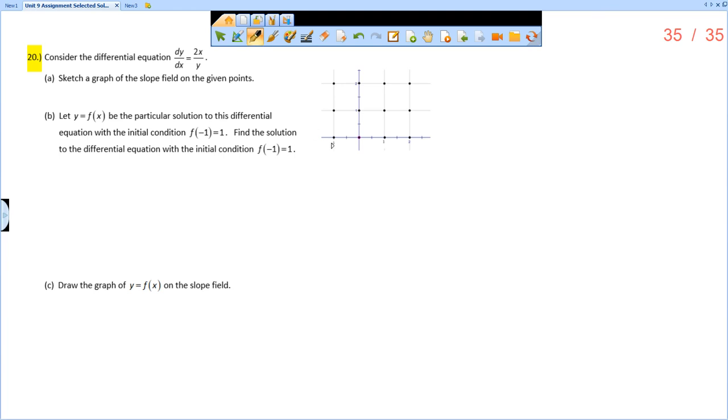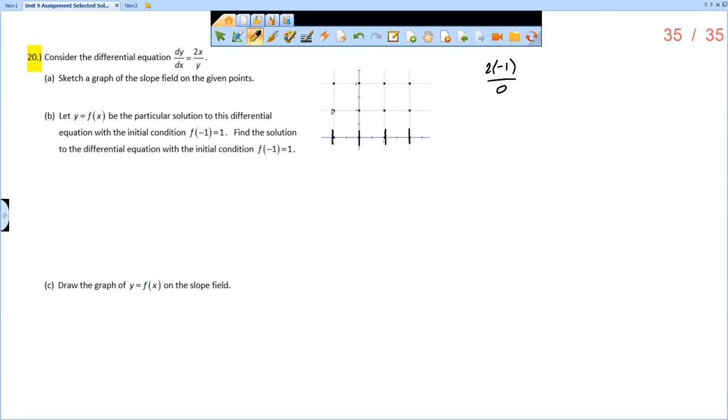My first point is negative 1, 0. So 2 times negative 1 over 0 is going to be undefined. So that's going to be a vertical line. 2 times 0 over 0 is undefined once again. 2 times 1 over 0, undefined. 2 times 2 over 0, undefined. Here, the next point is 1, 1.